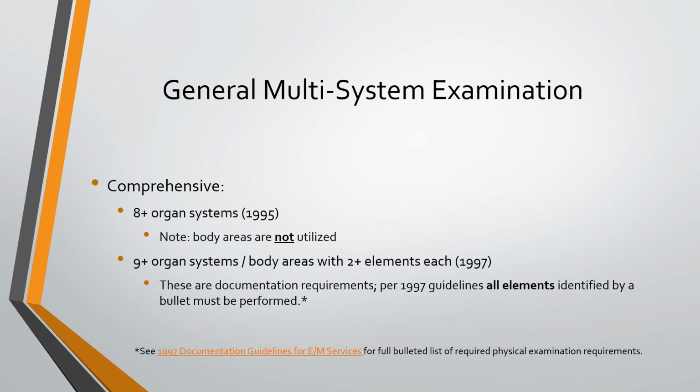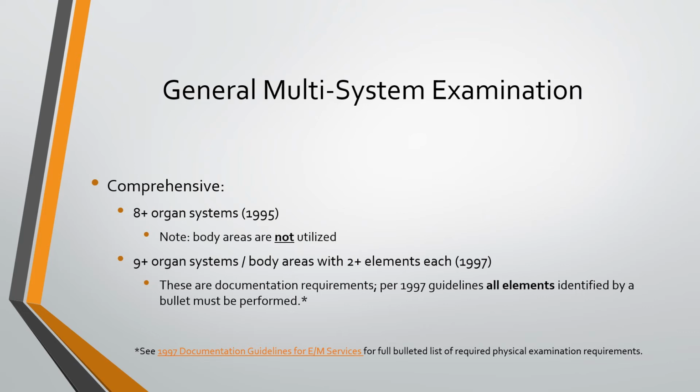Now we're moving on to physical examination. With physical exam, we're going to explicitly talk about a comprehensive exam, and this is where the biggest differences between the 1995 and the 1997 guidelines are. For the 1995 guidelines, you need to cover at least 8 organ systems, and you cannot reference body areas. So you can't state head or neck or extremities. You need to be just talking about organ systems, and I'll talk about which ones those are in just a second.